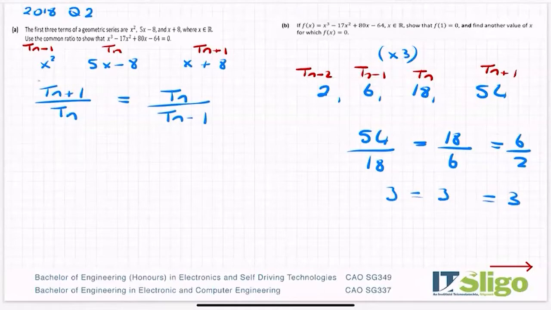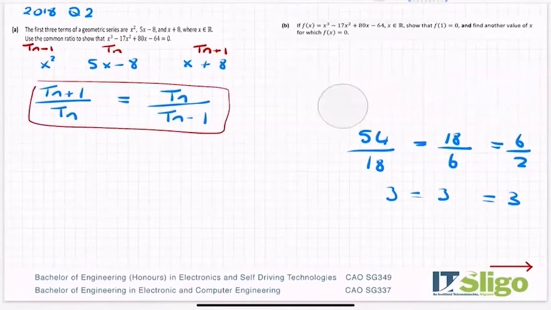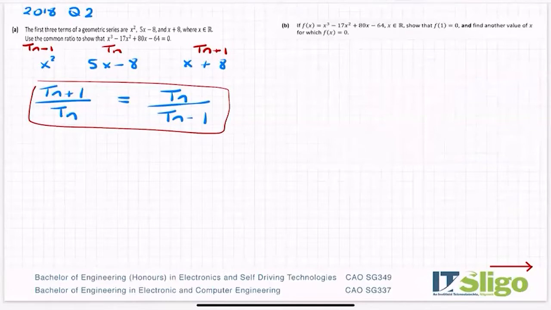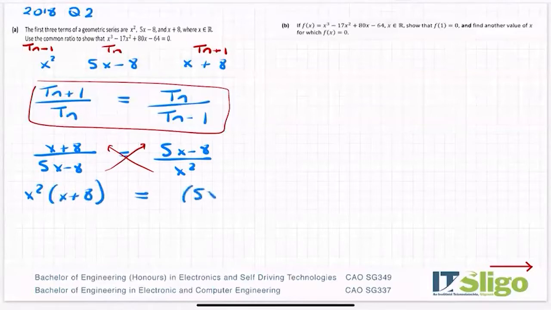Okay, that formula there. So that's the first real piece of theory that you've got to know. Okay, so what does that mean for this question? Well, it says use the common ratio. So this is the common ratio, the bit I have in a red box. So I'm going to say that x plus 8 over 5x minus 8 is equal to 5x minus 8 over x squared. Okay, and then I'm going to cross multiply as such, so that I get x squared by x plus 8 is equal to 5x minus 8 by 5x minus 8.